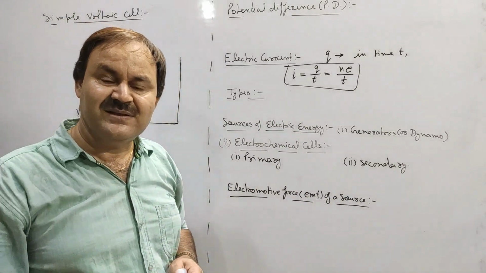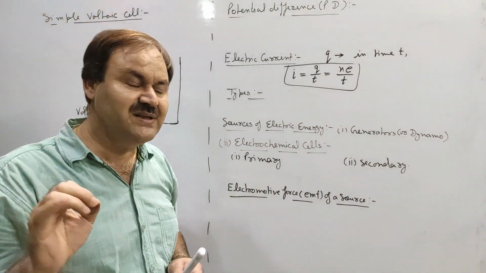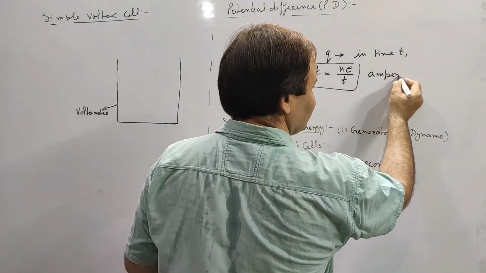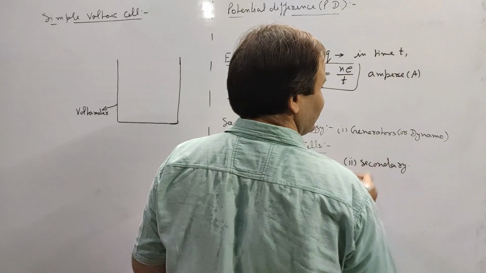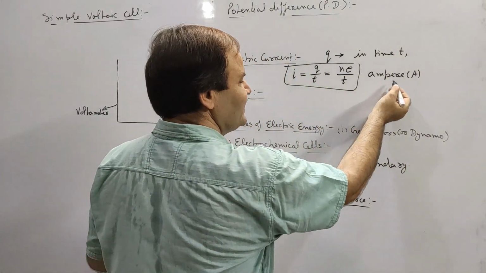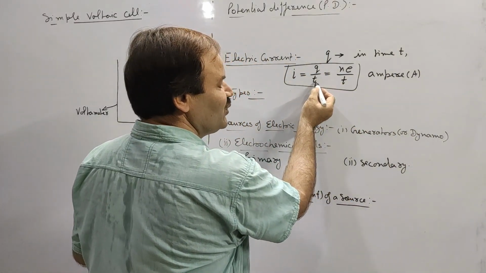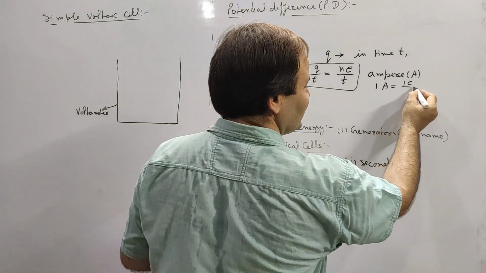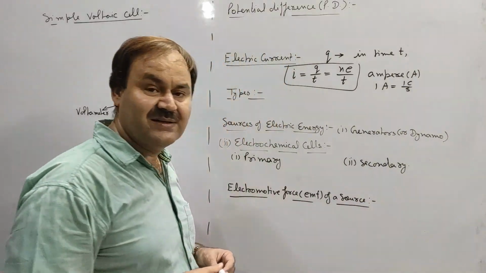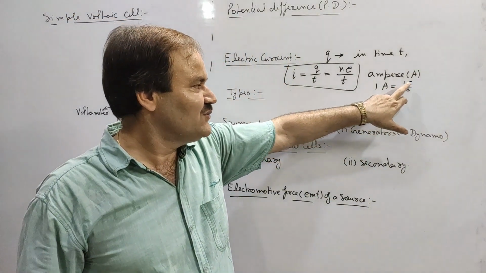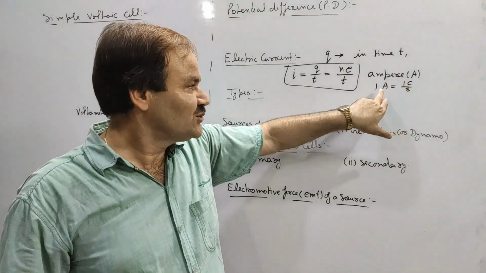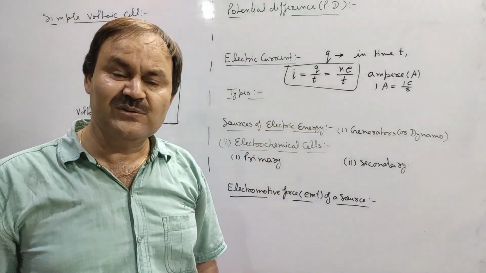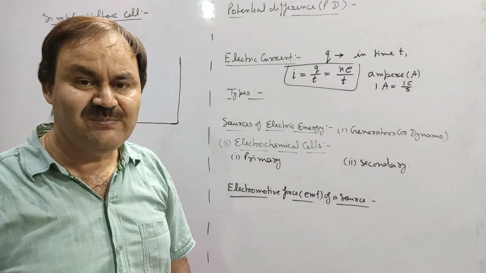Electric current is a fundamental physical quantity. Its SI unit is ampere, and the symbol for ampere is capital A, and it can be written as 1 coulomb upon 1 second. It means 1 ampere is equal to 1 coulomb per second. And it shows that if 1 coulomb of charge passes through any section of conductor in 1 second, then the electric current flowing through that conductor will be 1 ampere.